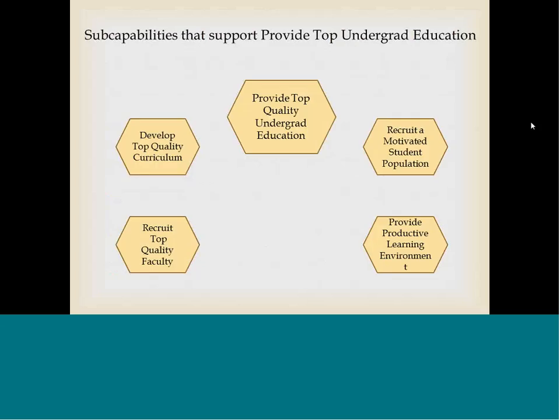So the capability we've chosen is provide a top undergraduate education. We might break this top capability down into develop a top quality curriculum, recruit top quality faculty to teach the curriculum, recruit a motivated student population, and provide a productive learning environment. Those might be some core components of that capability.